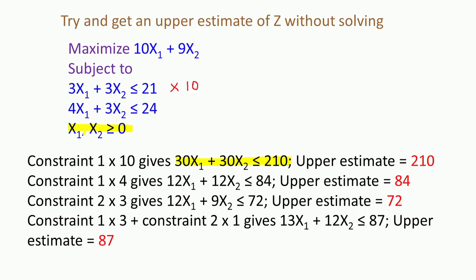Now, this tells us something. What does this tell us? We also should have x1, x2 greater than or equal to 0. So, when x1 and x2 are greater than or equal to 0, 30x1 plus 30x2 will be greater than or equal to 10x1 plus 9x2.